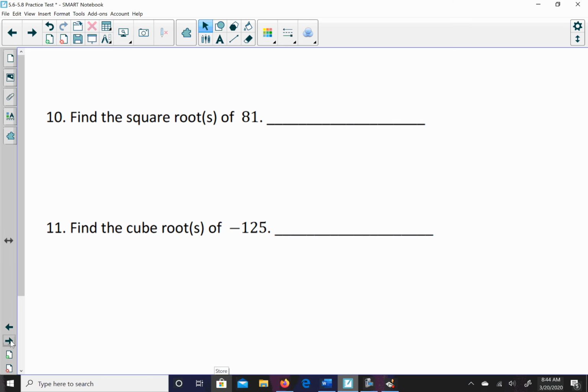It says find the square root of 81. Since it's a square root, that means 2 answers. One would be the plus, one would be the minus. The square root of 81 is 9. So I'm going to write plus or minus 9. So it's either positive 9 or negative 9. When I'm finding an odd root, I can only find one answer. The cube root of negative 125 will simply be negative 5.